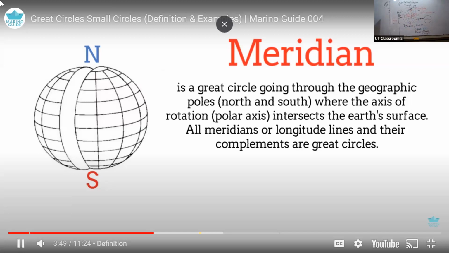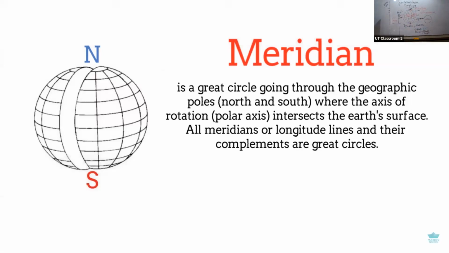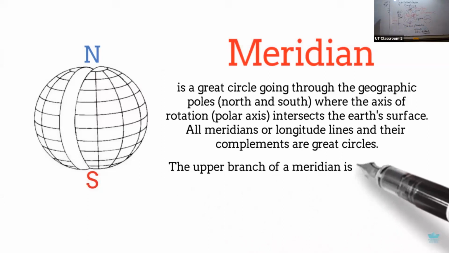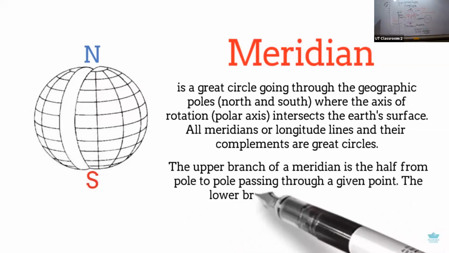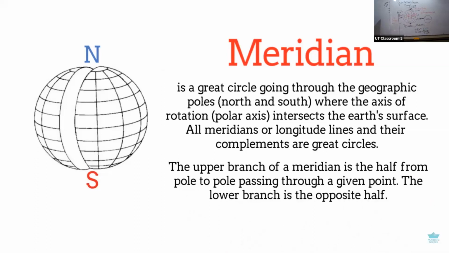And the lower branch. The upper branch of a meridian is the half from pole to pole passing through a given point. Pole to pole. And the lower branch is the opposite half. To understand the upper and lower branch, I will give you an example.